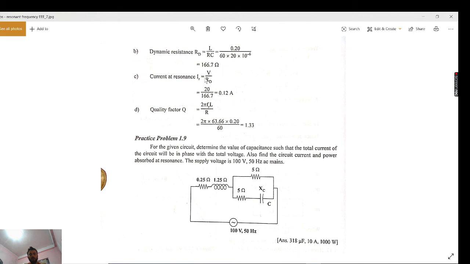Similarly, current at resonance I equals V upon RD. Just now I have calculated the value of RD and the supply voltage is given as 20. On substituting we get 0.12 ampere. And the quality factor is given as Q equals 2 pi Fr L upon R. Here Fr is the resonance frequency. On substituting all these values you get 1.33 as the quality factor.